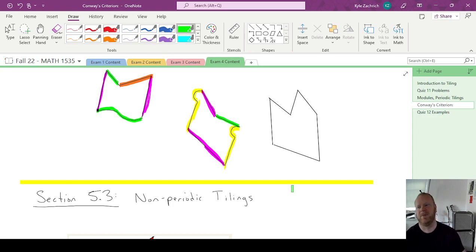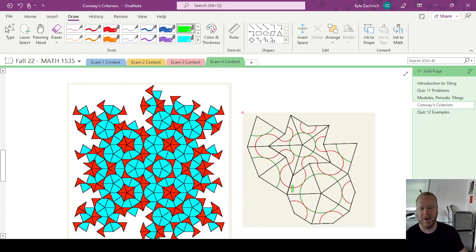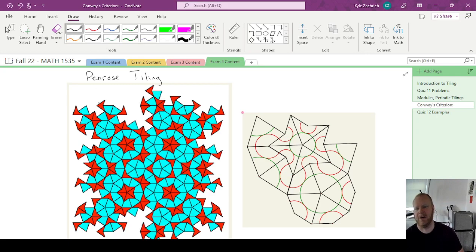That pattern repeats itself over and over again, and so I can get that same pattern back. This pattern is called a Penrose tiling. This is a picture from your book. There's a lot of different variations of this, but this is called a Penrose tiling.